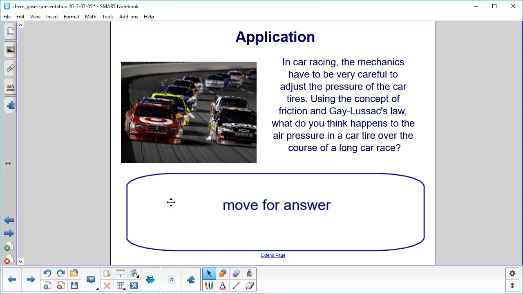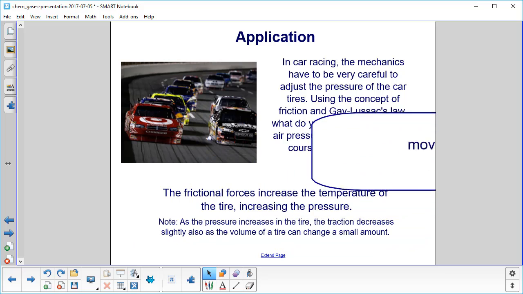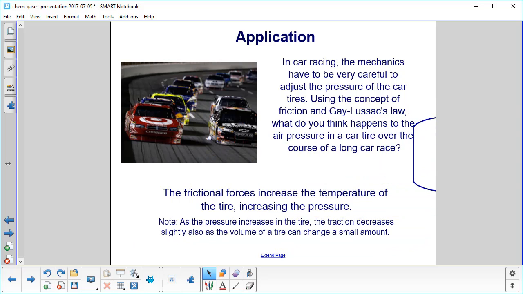Okay, let's see what we got. What is the frictional force between the tire and the ground going to do? Well, it's going to increase the temperature of the tire, and according to Gay-Lussac's law, that will increase the pressure.